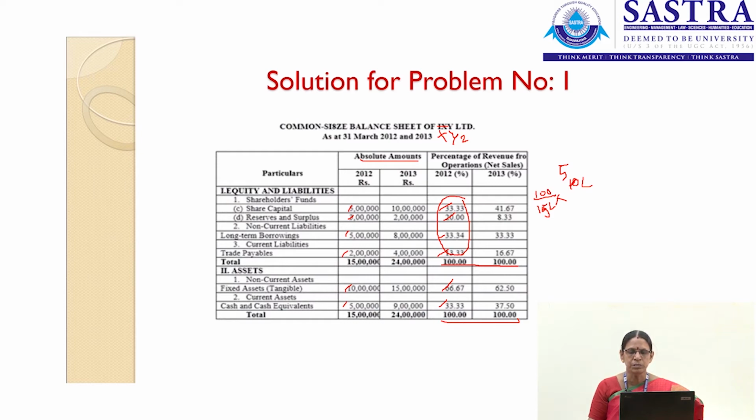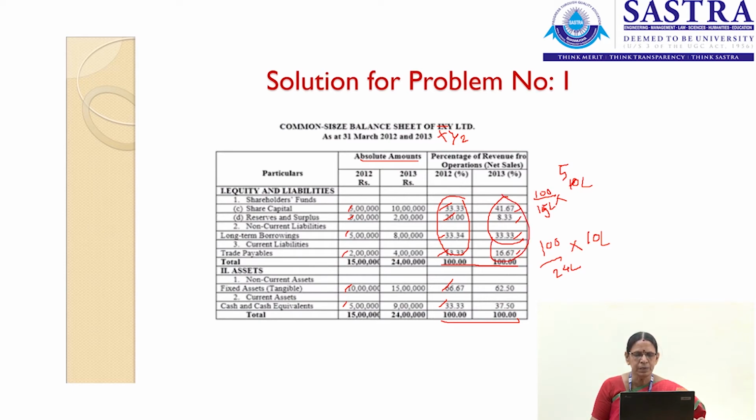Same way for 2013. We got the total of the balance sheet as 24 lakhs. If this is said to be 24 lakhs, what is your 10 lakhs? This is your calculation, that is 41.67. Again, reserves and surplus comes to 8.33 and then long-term borrowings comes to 33.33. Trade payables comes to 16.67. Again, as usual, when we add all these items, it must be 100.